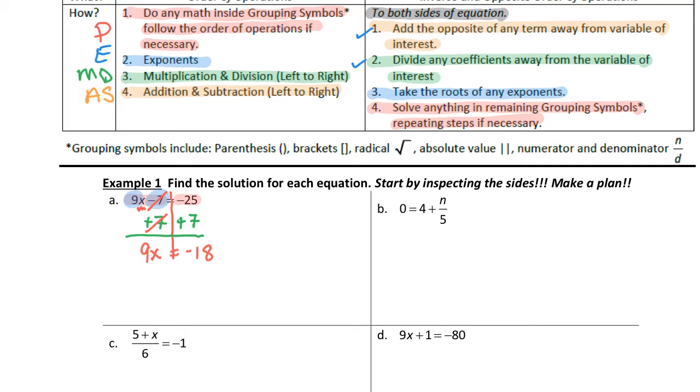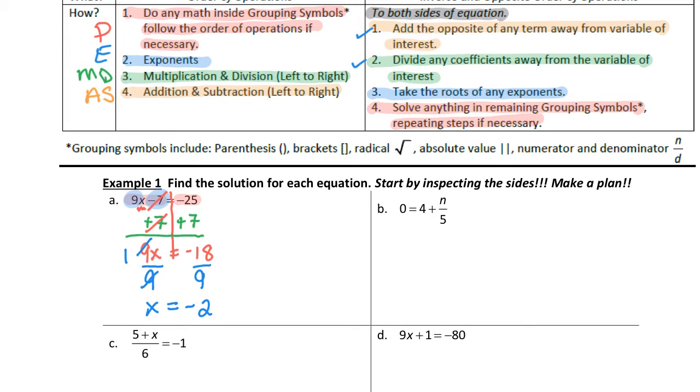Step 2 is the next step we need to do. It says divide any coefficients away from the variable of interest. So let's divide that 9. If I do it to one side of the equal sign, I must do it to the other. And the 9 divided by 9 is just 1, and 1 times x is just x. So once again, that's canceling. -18 divided by 9 is -2.